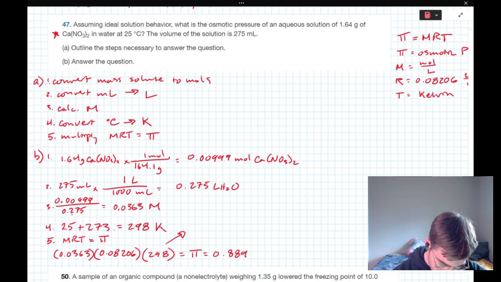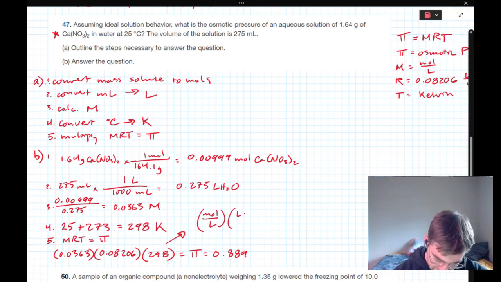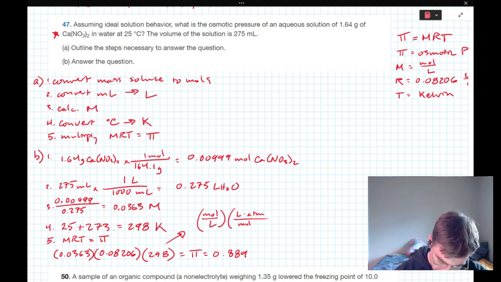So bringing this up here, we had moles per liter. For our gas constant, we had liters, atmosphere, mole, Kelvin, and then a temperature in Kelvin. So we can just put that over 1. And these should all cancel out. Moles cancel out with moles, liters with liters, Kelvin with Kelvin. So we should have units in atmosphere.